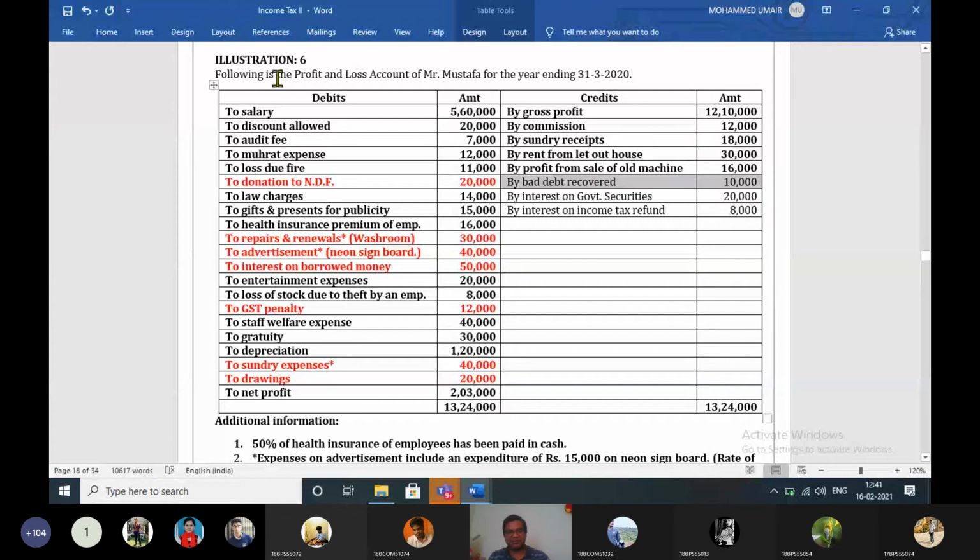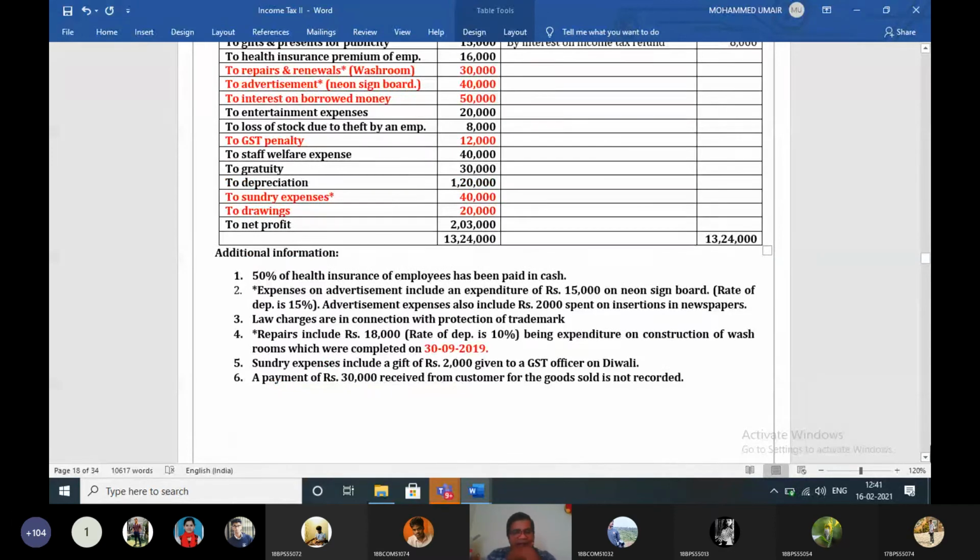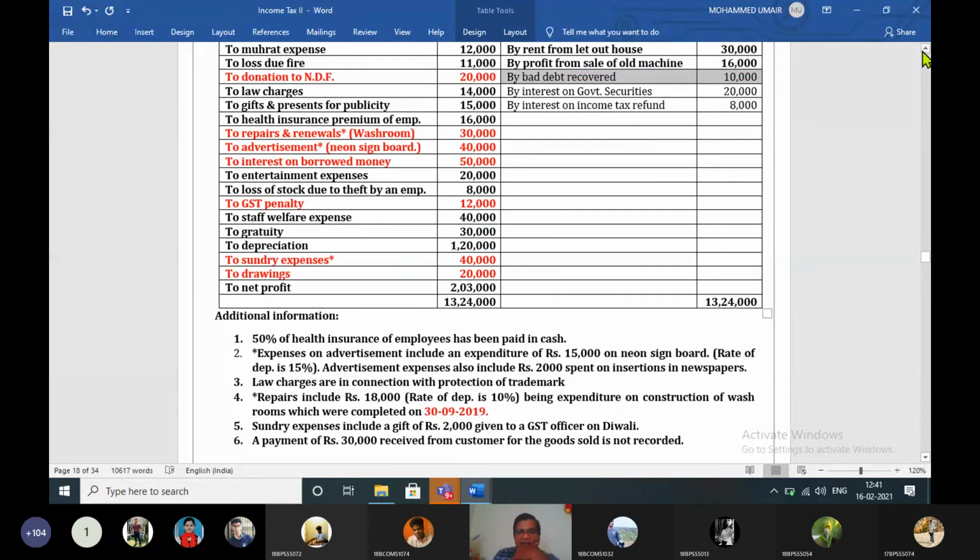Next, bad debts recovered, and nothing is mentioned in the brackets whether it was allowed earlier, whether it was not allowed earlier, and there is absolutely no information in the question. So in this situation, what should we do? Because if the bracket mentions earlier allowed, then we treat this as admissible income. And in case the bracket mentions earlier it was not allowed or earlier it was not written off, then we assume it is an inadmissible expense. But here there is no data, so that becomes quite challenging. So shall we add an adjustment for this?